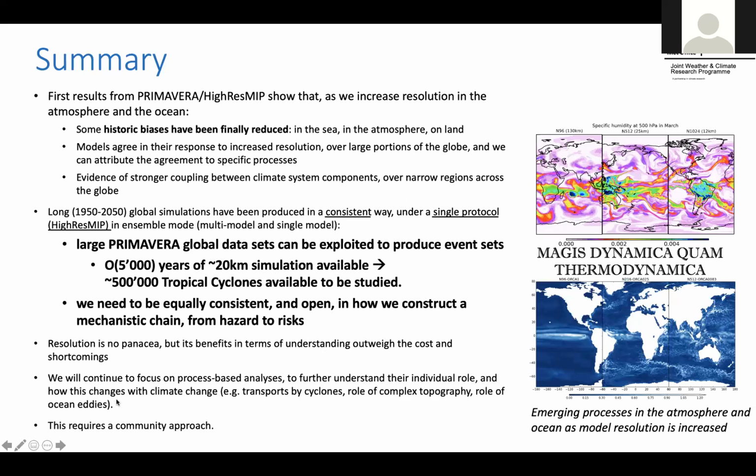And I showed you an example of ocean eddies affecting our projections of extreme precipitation over Europe or the transport by cyclones. And this requires a community approach. We were able to produce about 100 publications in PRIMAVERA. But to exploit the data, we need the whole community to basically attack.